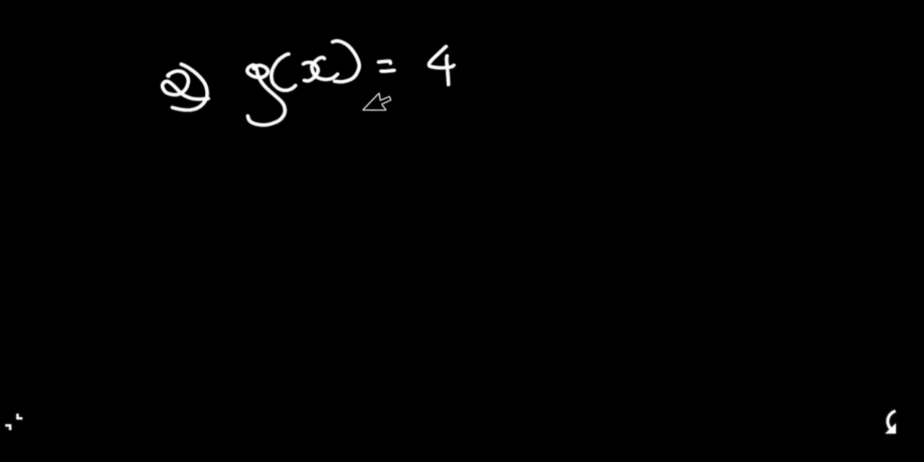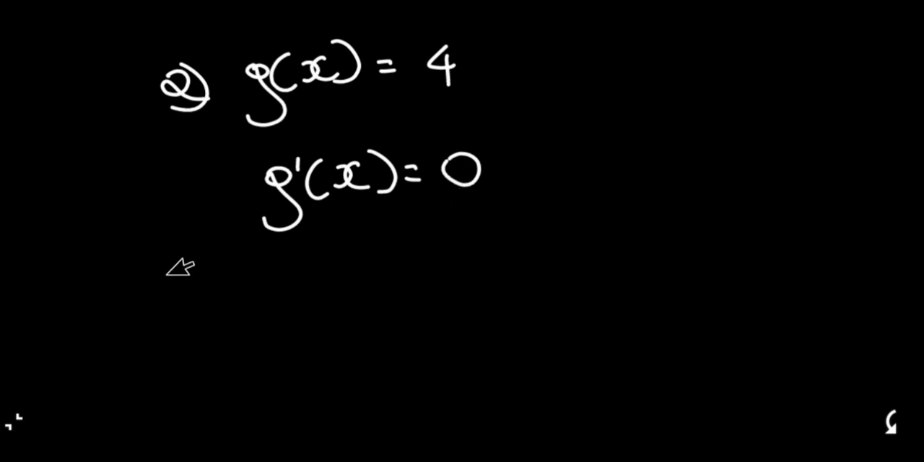Now feel free to pause the video and try this one. Part A is just g of x is equal to 4. Feel free to pause the video and try this one. Now to differentiate g of x is equal to 4, it's simply going to be 0. The derivative of a constant is simply 0.